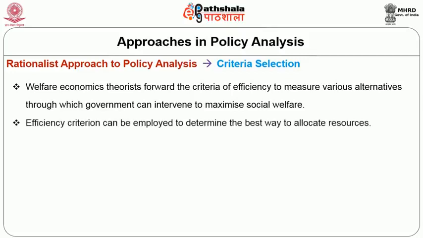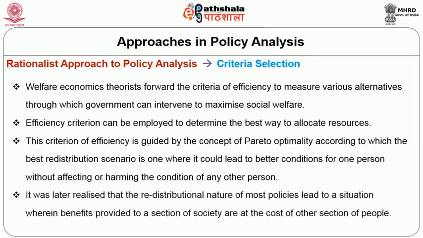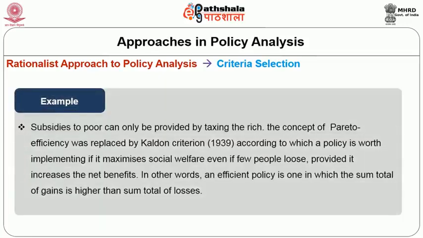Efficiency criteria can be employed to determine the best way to allocate resources. This criteria of efficiency is guided by the concept of Pareto optimality, according to which the best redistribution scenario is one that could lead to better conditions for one person without harming the condition of any other person. However, it was later realized that the redistributional nature of most policies leads to a situation wherein benefits provided to a section of society are at the cost of another section of people. For example, subsidies to the poor can only be provided by taxing the rich.